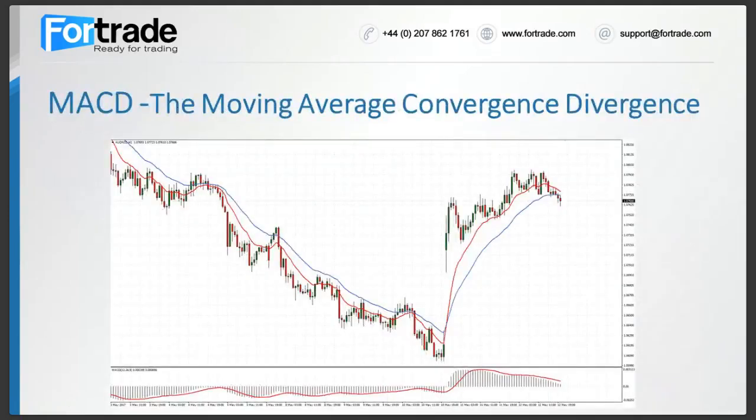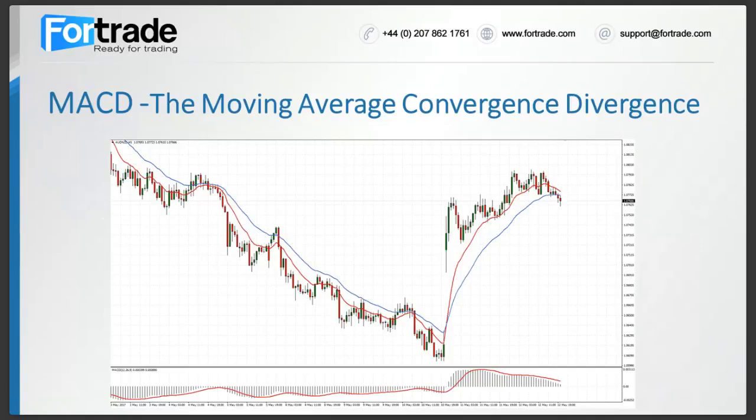Next indicator is MACD, moving average convergence divergence. MACD is one of the most well-known and used indicators in technical analysis. This indicator is made of two exponential moving averages, which help measure momentum in an instrument. These moving averages and the changing distance between them become the MACD.